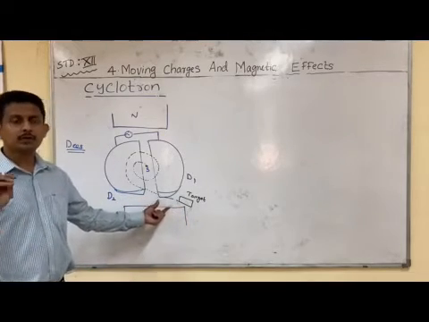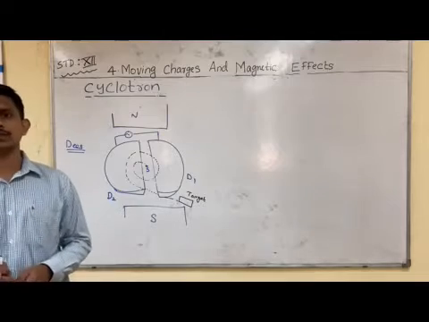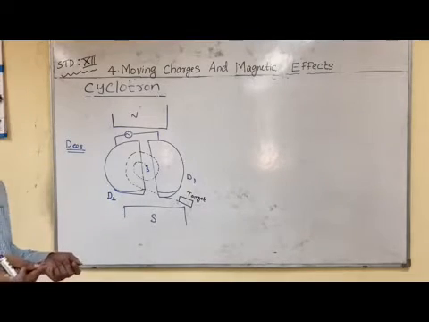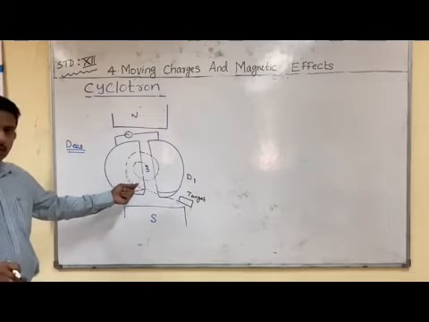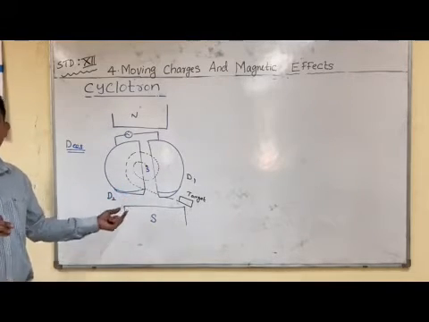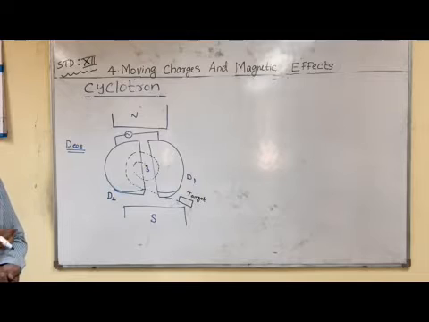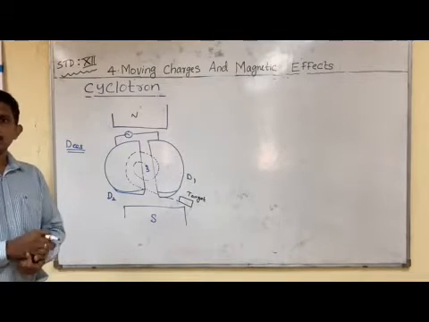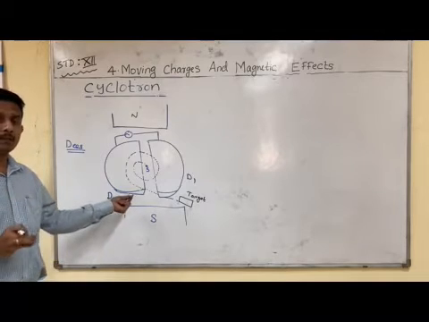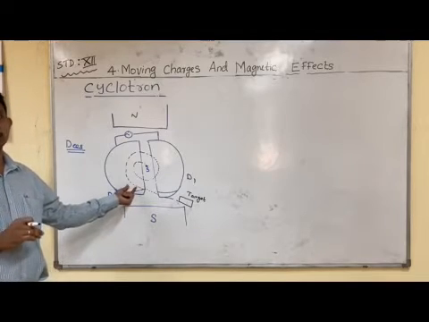So after acquiring a sufficient amount of energy, this is used as a particle accelerator. We have seen that once it gets inside the disc, it moves in a semicircular path because only a magnetic field is present. So only a magnetic force is experienced by this charged particle.